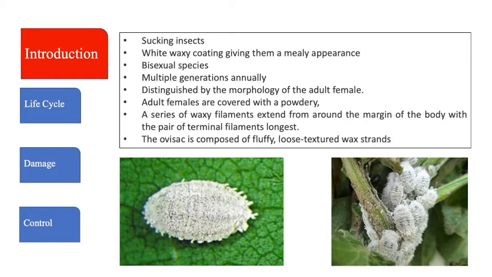Like other mealybugs, this species is distinguished by the morphology of the adult females. Adult females are covered with a powdery wax secretions with six pair of transverse dark bands that are located across the pro to metathorax thoracic segments. A series of waxy filaments extend from around the margin of the body with a pair of terminal filaments longest. The ovisac is composed of fluffy, loose textured wax strands.